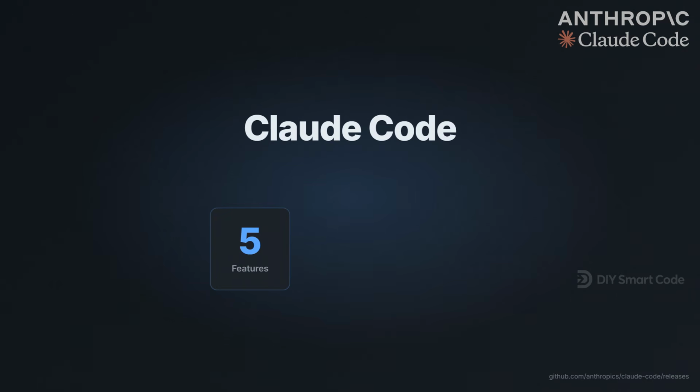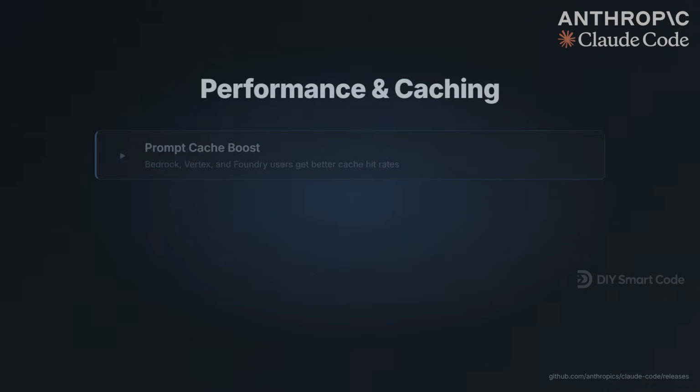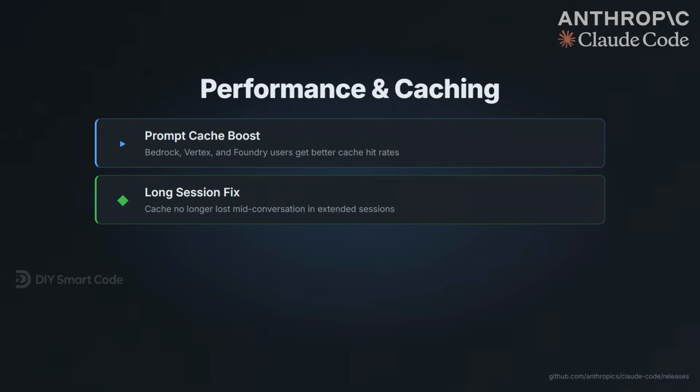5 new features, around 50 bug fixes, and 16 improvements across 3 releases. Starting with performance. Prompt cache hit rates are now dramatically better for Bedrock, Vertex, and Foundry users. Dynamic content was stripped from tool descriptions. Long sessions no longer lose cache mid-conversation.